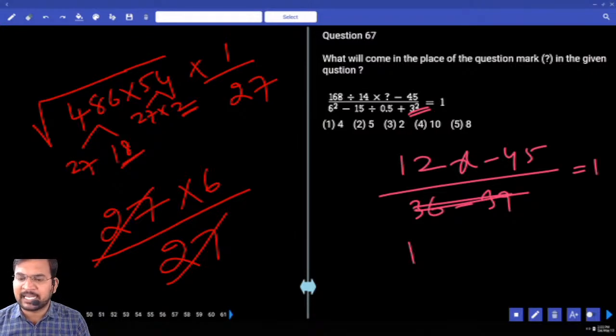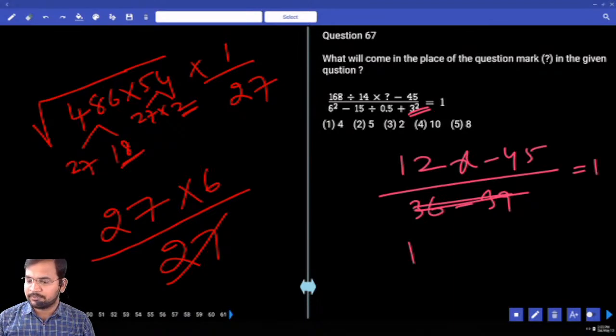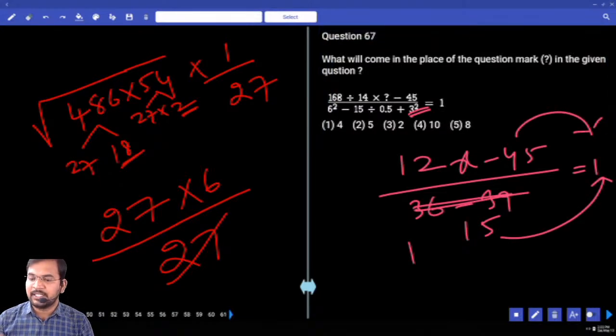Minus plus 9, right? Wait. Minus 39, 21. This is 9. This is minus 30. Minus 39, 21. 21 and 36 means 15. 15 comes to this side. This one comes to this side. 60. 12x is equal to 60. X is equal to 5.